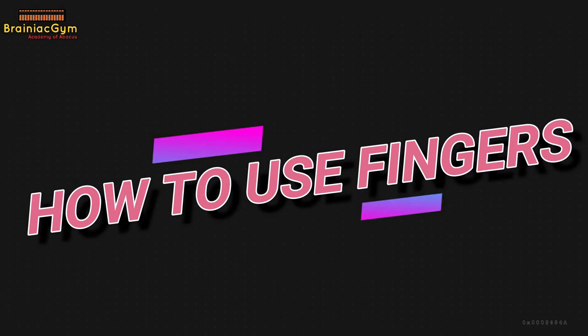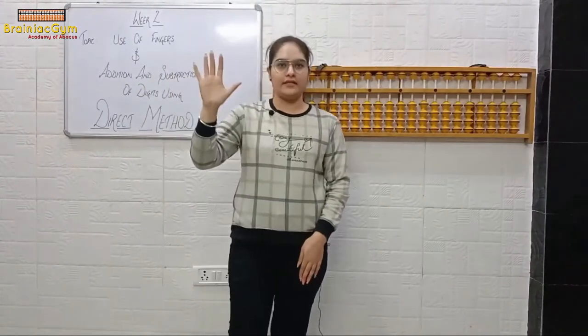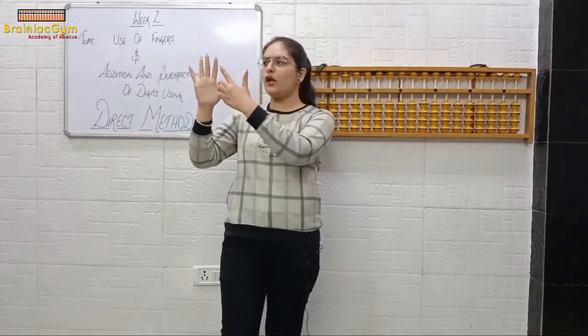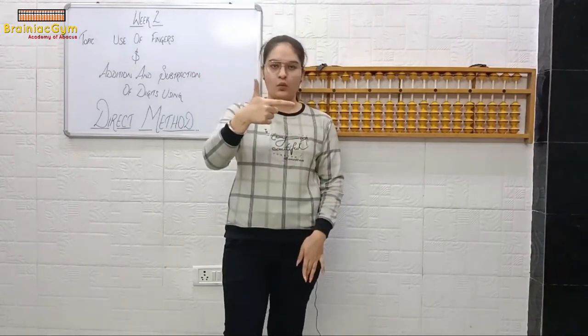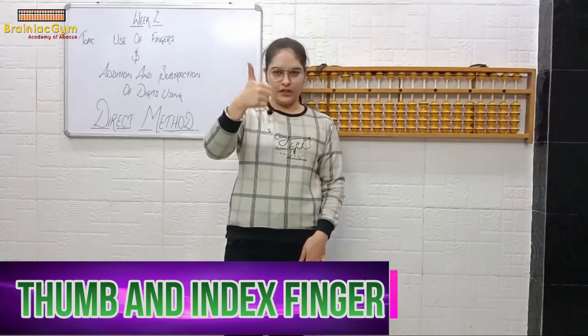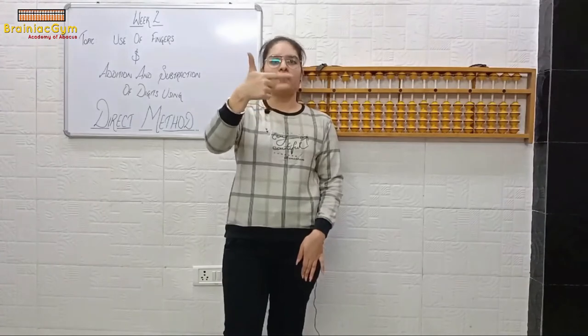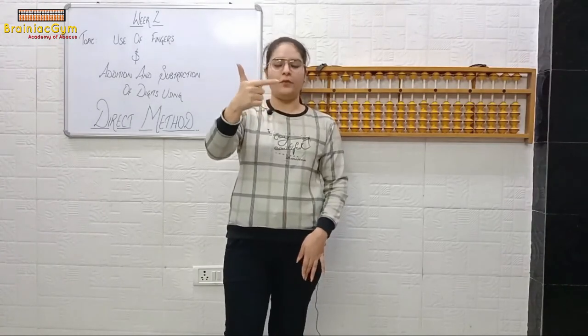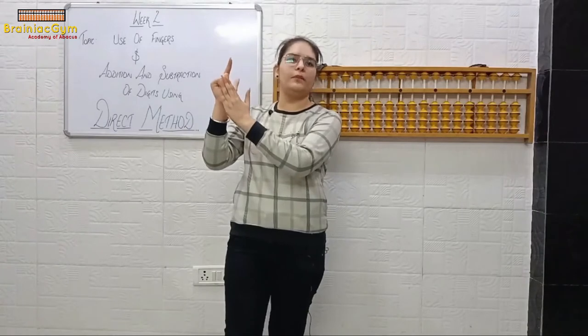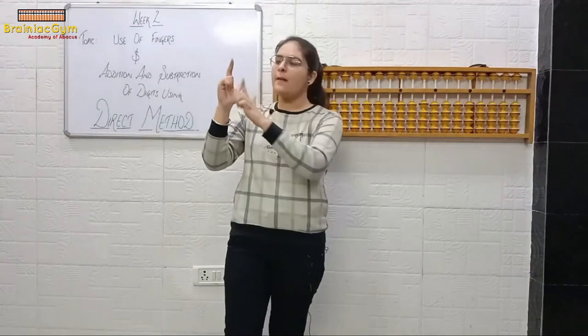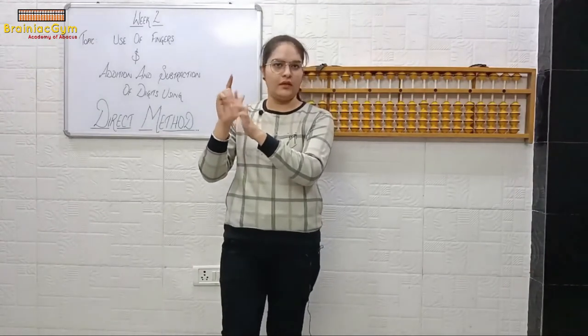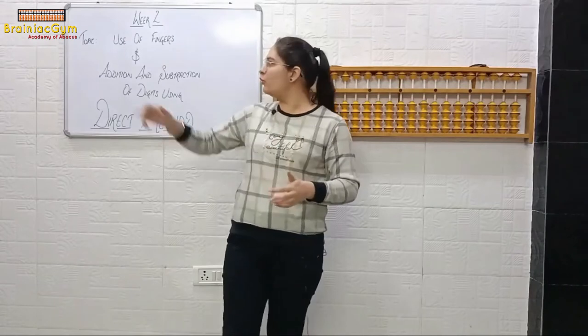I have told you that we will learn how to use fingers, right? If we are using the abacus with our right hand, then we are not supposed to use all the 5 fingers. We will just use thumb and finger. Keep your hand like this. Thumb, finger. Perfect. These 3 fingers will not be used. Hum abacus jab bhi use karenge, hum sirf thumb aur finger use karenge. Baki 3 fingers use nahi karenge. Clear? I hope you are clear how to use fingers.